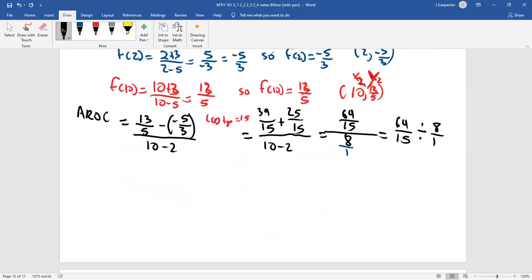So this average rate of change becomes 64 over 15, I'll use color to show the change, times 1 over 8. And the 8 and the 64 can reduce. 8 will go into 8 once, and into 64 8 times, giving us an answer of 8/15. That is the average slope between those two points. Again, I know this is a little more of a pain because of the fraction math, but you are expected to be able to handle fraction math.